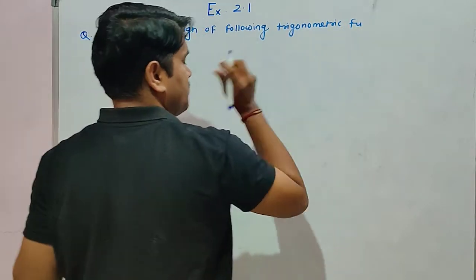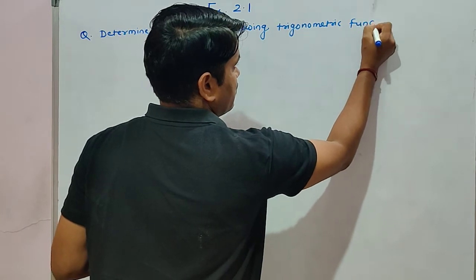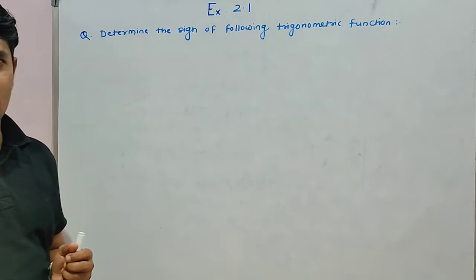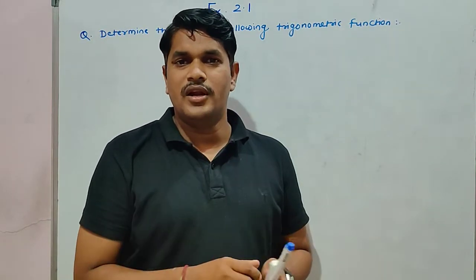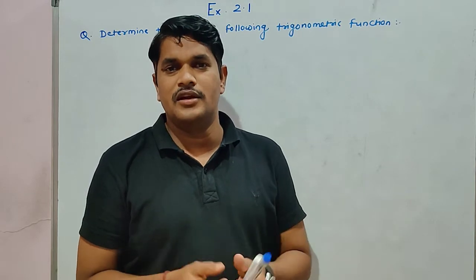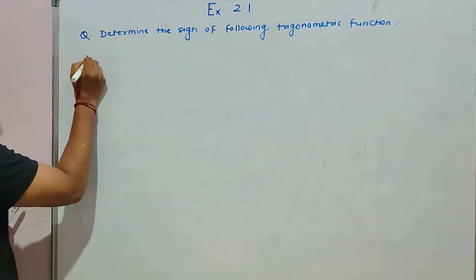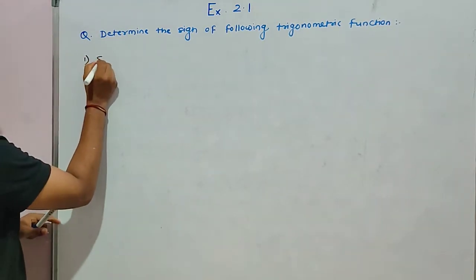Sign means positive or negative, not the sine function. Understood? Suppose we have one trigonometric function, sin 30. Then is sin 30 positive or negative? So the first one, number one, is sin 85.